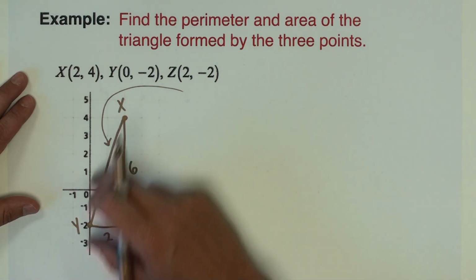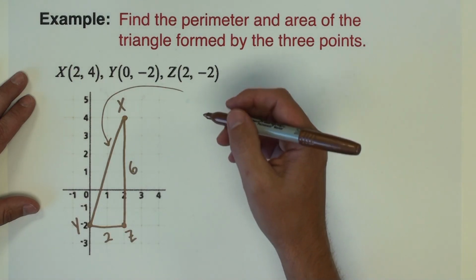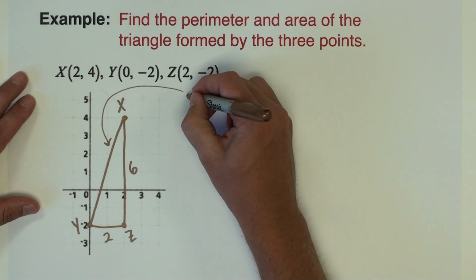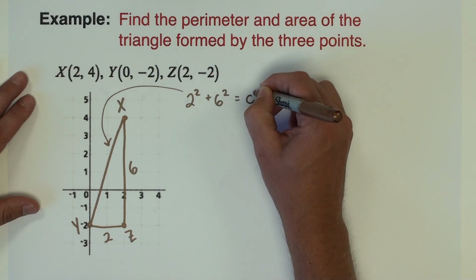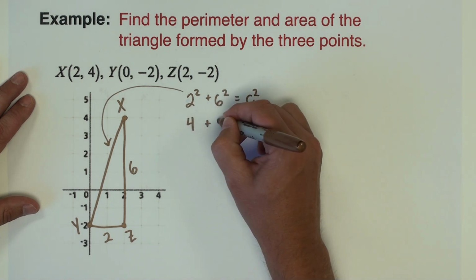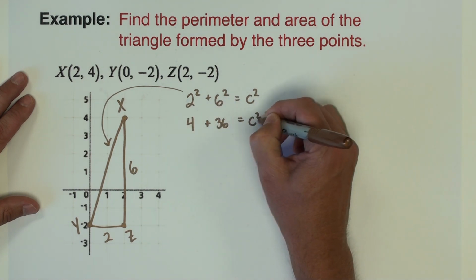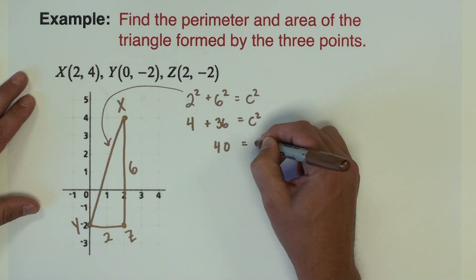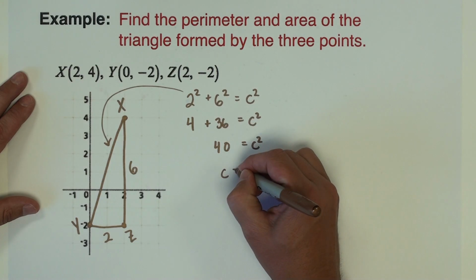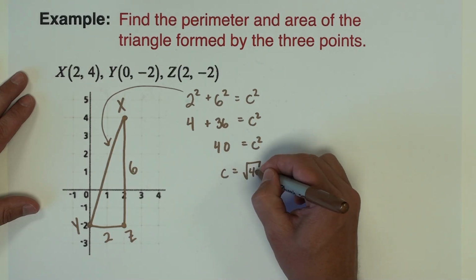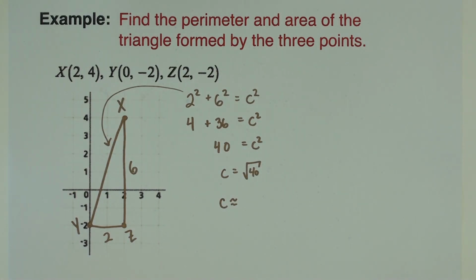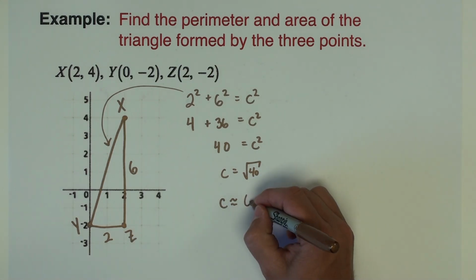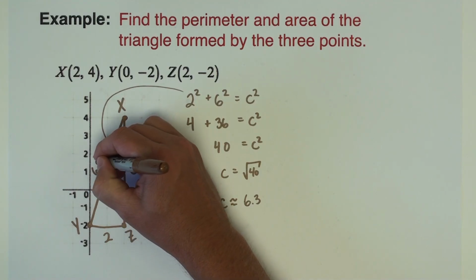What's the distance between points X and Y? I can find the distance by using the Pythagorean theorem. I can do 2 squared plus 6 squared equals c squared. So I got 4 plus 36 equals c squared, which is 40 equals c squared. So c is the square root of 40. And the square root of 40, let me get my calculator out, is about 6.3. So that's the length right here.